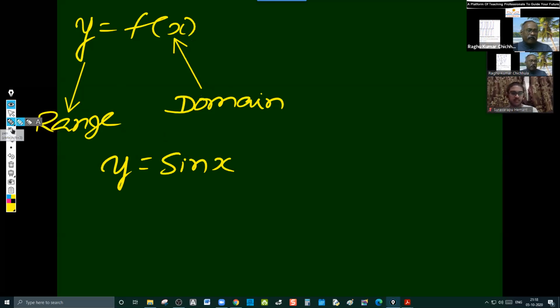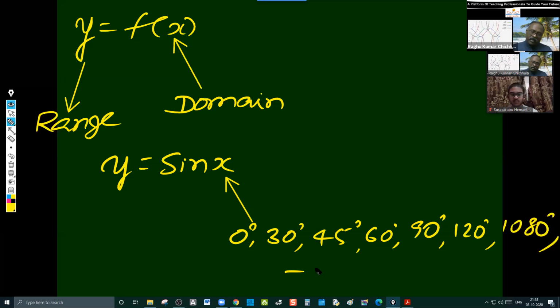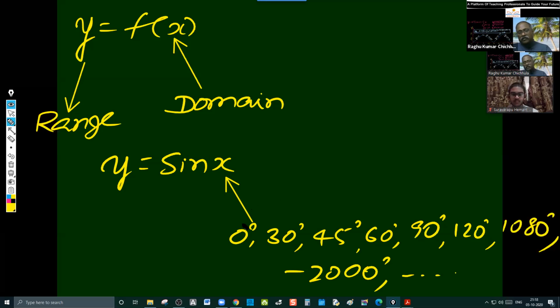And as far as you know, I can give x values 30 degrees, 0 degrees, 45 degrees, 60 degrees, 90 degrees, 120 degrees, 1080 degrees, and minus 2000 degrees, or whatever value you give, it accepts. It accepts, because we have seen allied angles. In the allied angles, this x accepts every value. X accepts every value for sine particularly.